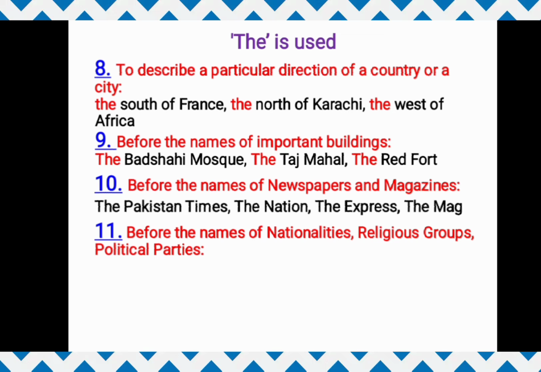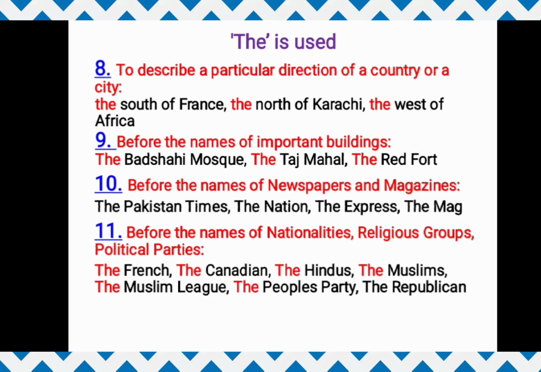The is used before the names of nationalities, religious groups, and political parties, like the French, the Canadian, the Hindus, the Muslims, the Muslim League, the People's Party, the Republican. Those are the names of nationalities, religious groups, and political parties, and we use the definite article the before these words. That is the 11th use and rule of the definite article the.